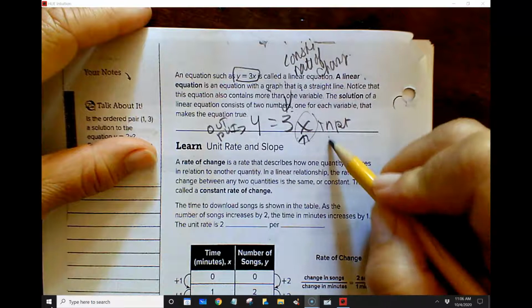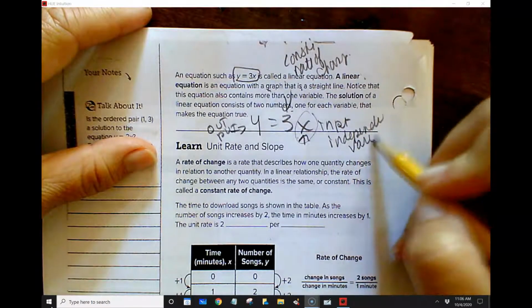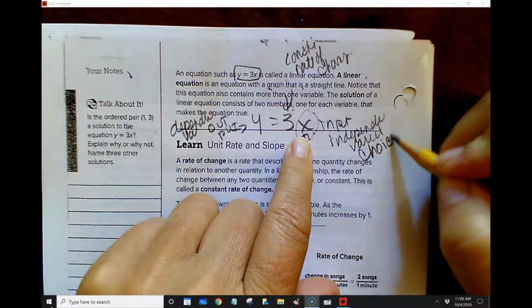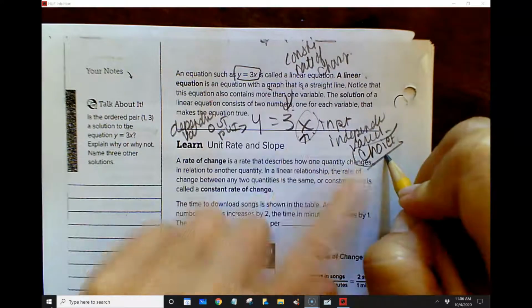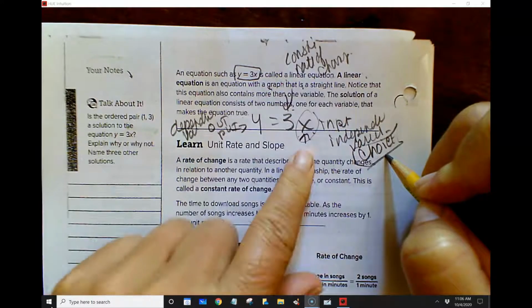Independent variables, I think we went over that before, and these outputs are dependent variables. Okay, this we could choose. This one has a choice. We choose this guy here. He's independent. This guy has absolutely no choice. He's 100% dependent upon whatever x is.